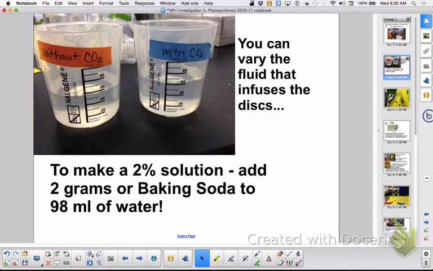So to make a true 2% solution, you would weigh out 2 grams of baking soda and do 98 mils of water. We're going to make a little wiggle room here just to move the lab along. And I am okay if you use the beaker and use the 100 mils of water with your 2 grams of baking soda. It doesn't have to be exactly 98. You will still get the point. And I would put the baking soda in first, and then I would add the water to it.